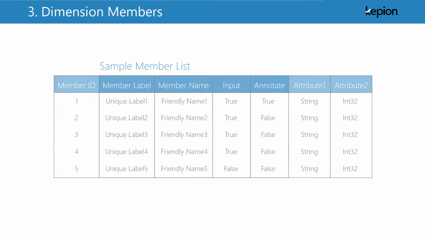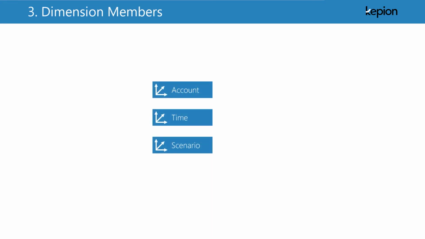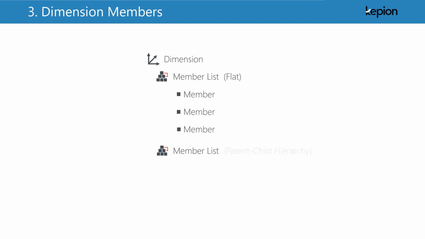Kepion applications come with 3 system-defined dimensions: account, time, and scenario. Kepion automatically generates members for the time dimension. It contains member lists at 4 different levels of granularity. Member lists are a way to further organize the members within a dimension. They can be defined as either a flat list or a parent-child hierarchy. Let's start populating our dimensions and member lists.